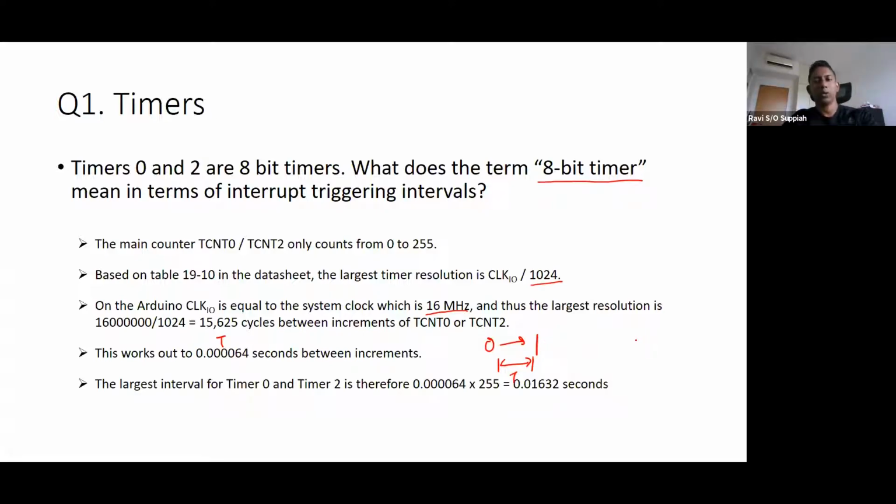If I were to look at the full range, the largest interval will be this number multiplied by 255, which is about 0.0163 seconds. So you can see that even with the slowest clocking interval, the full timing delay that I can get between interrupts, if I trigger the interrupt every time I overflow, will be only about 0.016 seconds. So that is still quite fast, correct? The rate at which it will interrupt.